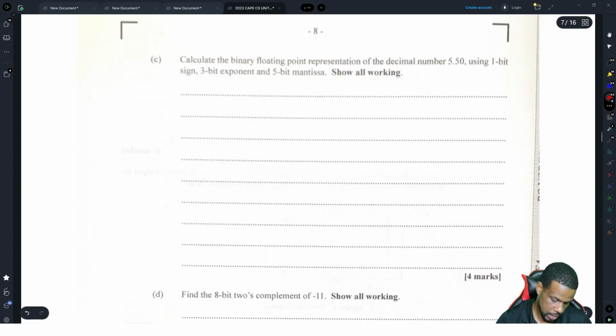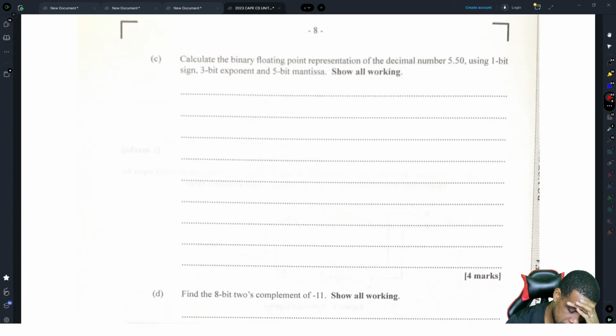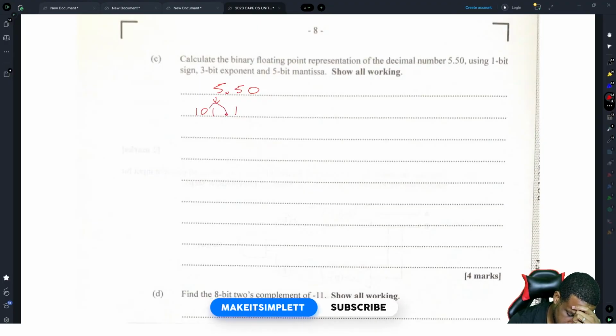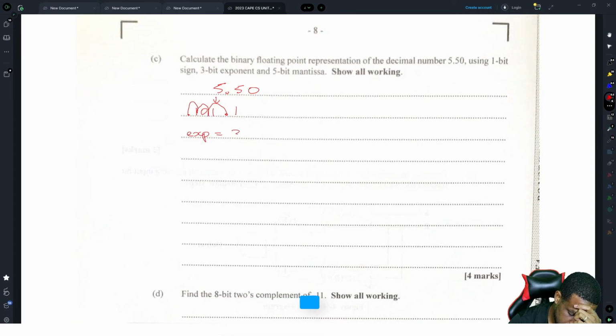And we go. Calculate the binary floating point representation of the decimal number 5.50 using a 5-bit mantissa and a 3-bit exponent. Alright, so we have 5.5. 5 is 101, 0.5 is 0.1. Yeah, cool. And then we have to take this and carry the point back 1, 2, 3. So that means the exponent is equal to 3. The exponent in binary will be 0, 1, 1.